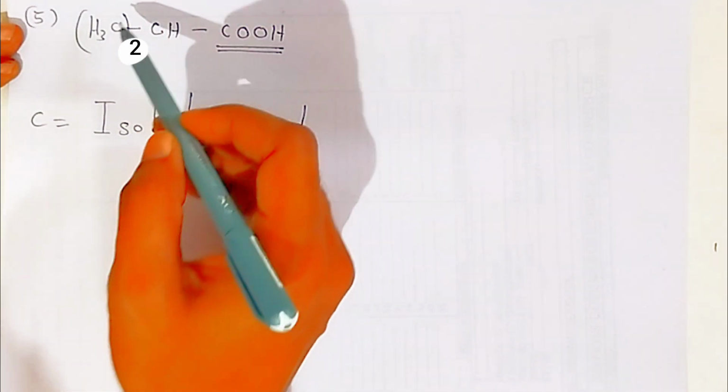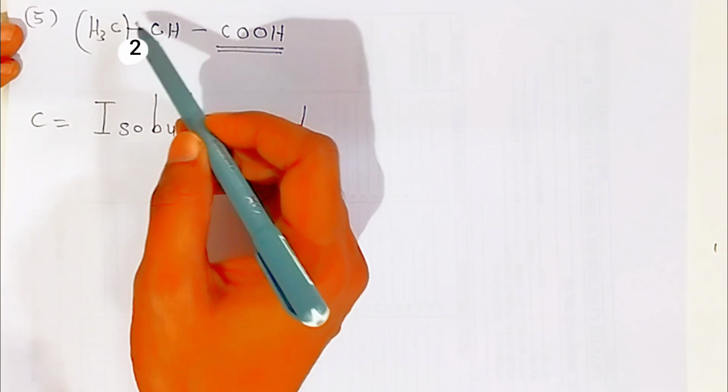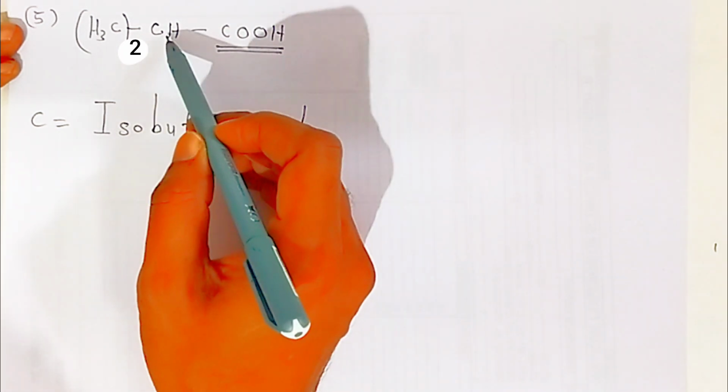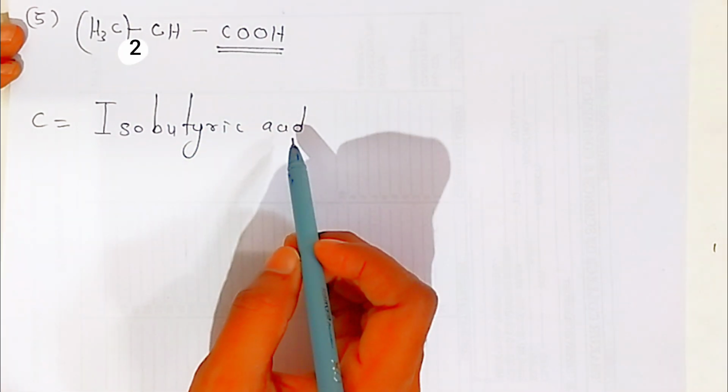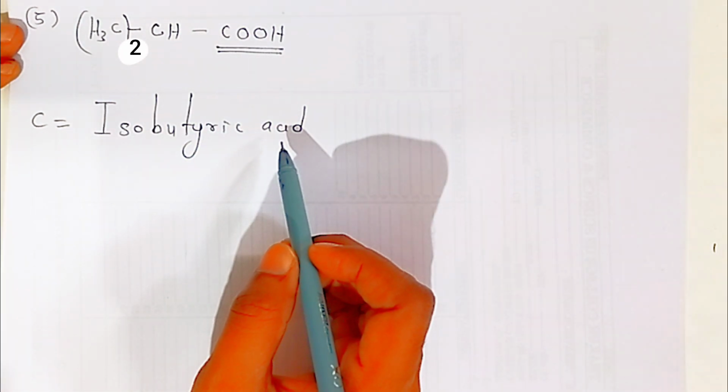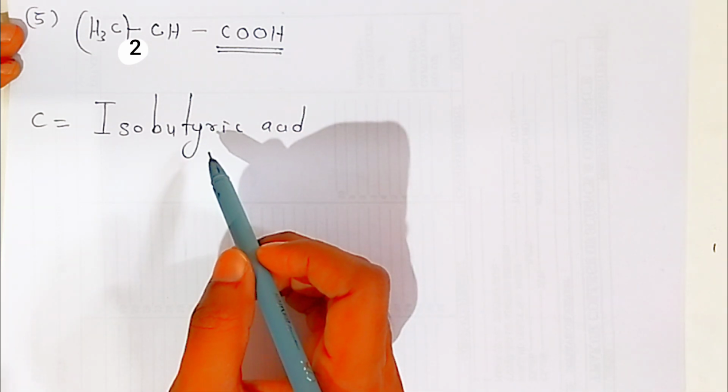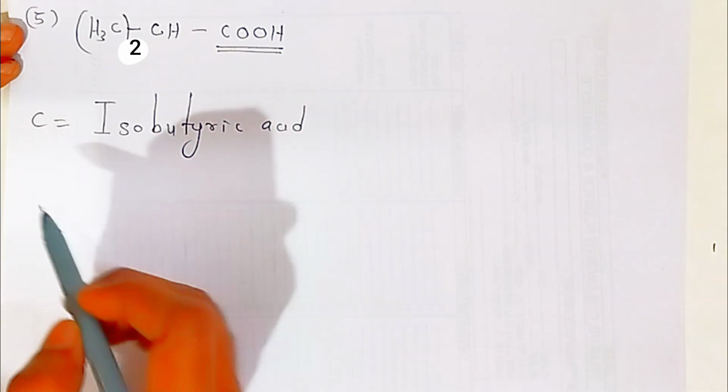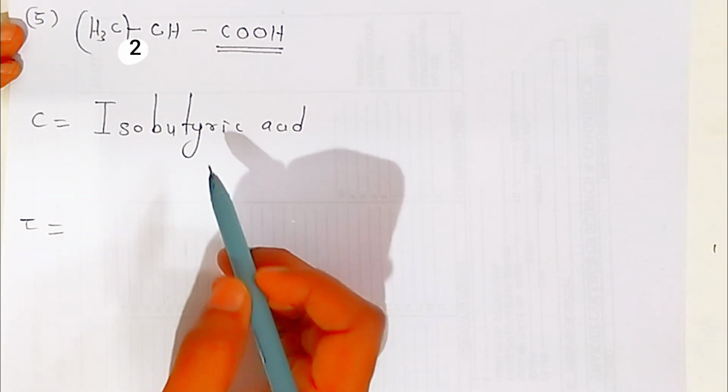Why, students, is it called the iso group? Here both the methyl groups are the same, to which your carboxylic acid is attached. That is why it is called isobutyric acid. It is also called isobutyric acid.